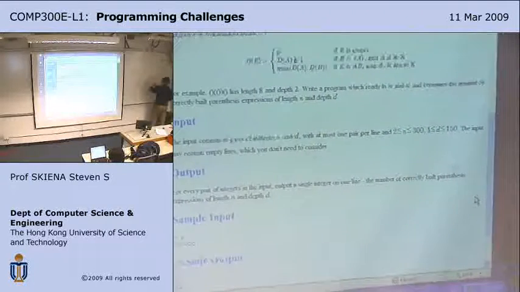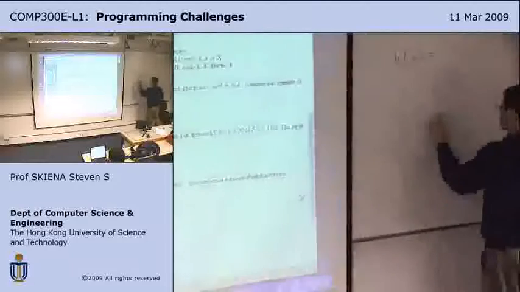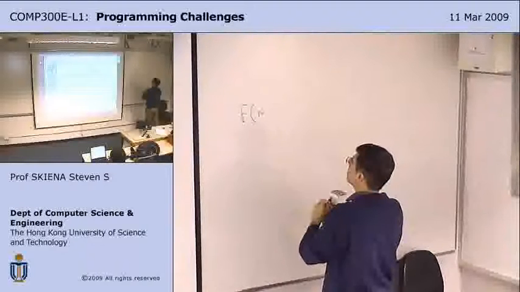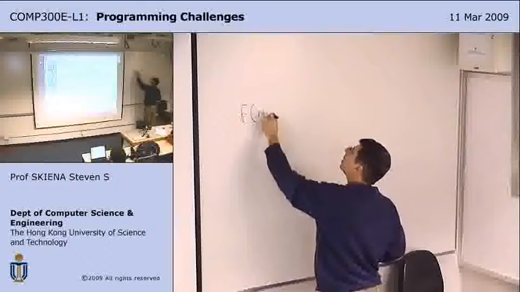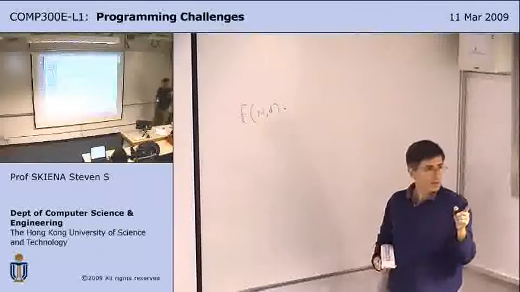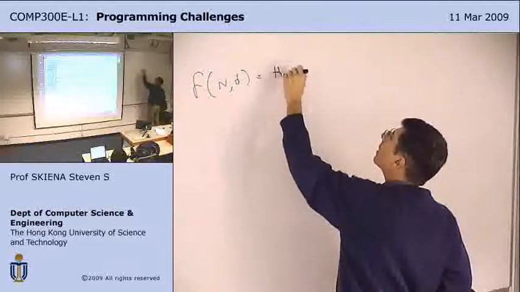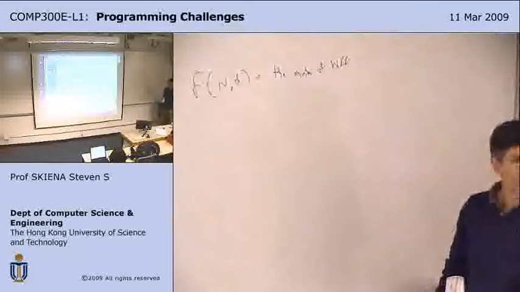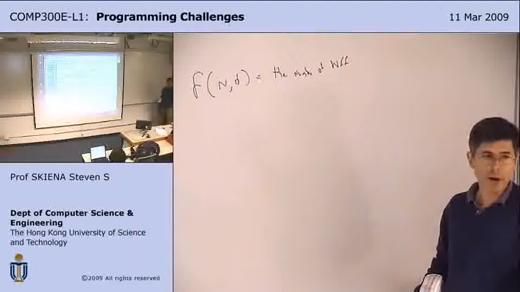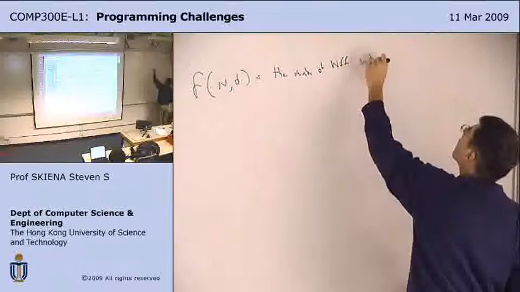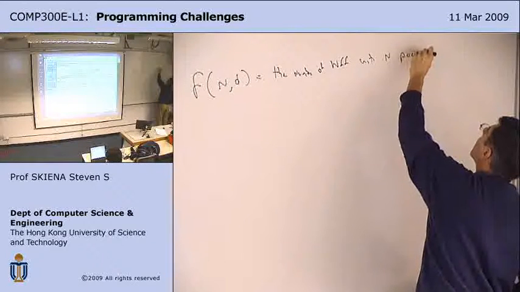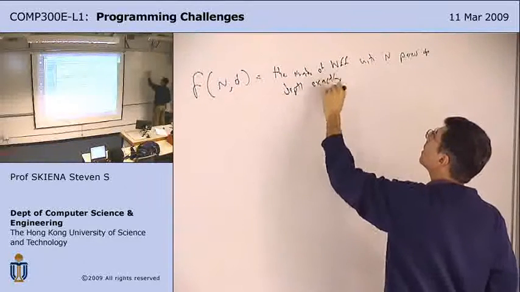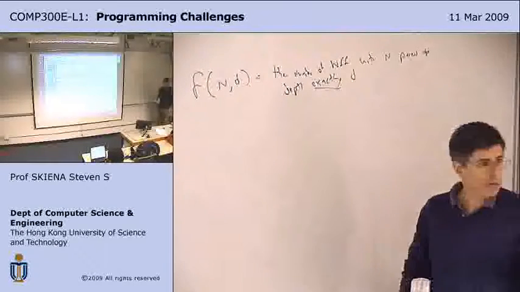Okay? First, what would we do? I would say it's got to be f of n, d, is equal to what? Right? The number of woofs. You know what a woof is? WFF. That stands for well-formed formula, meaning that it's properly parenthesized. With n parentheses and depth, you say exactly d? Does everybody agree with that? Okay?